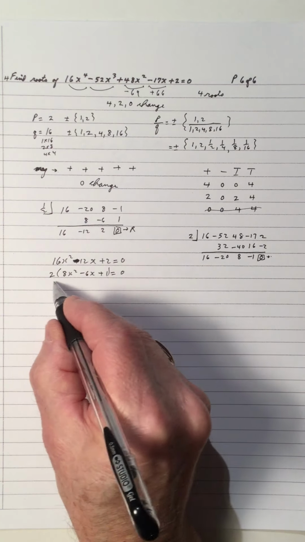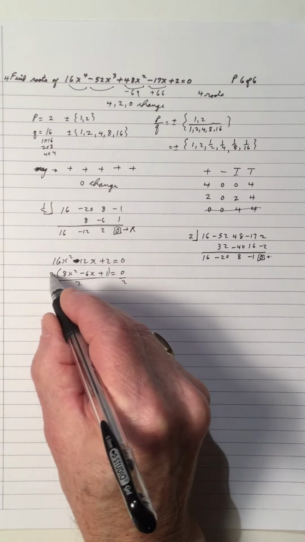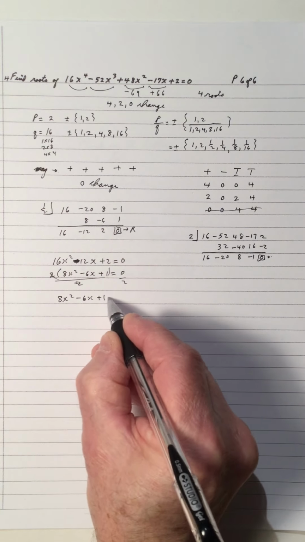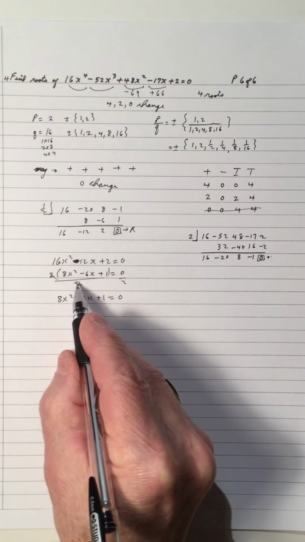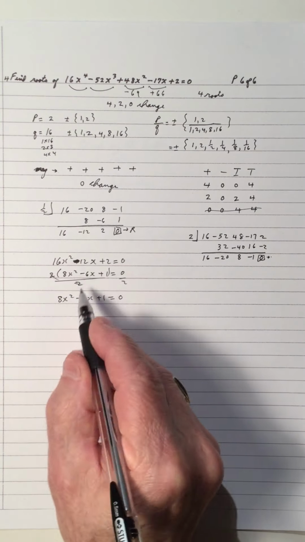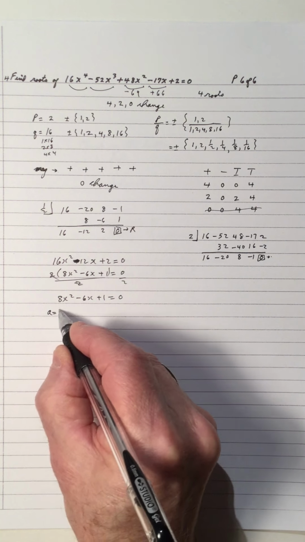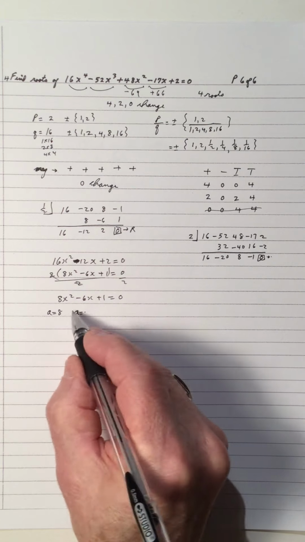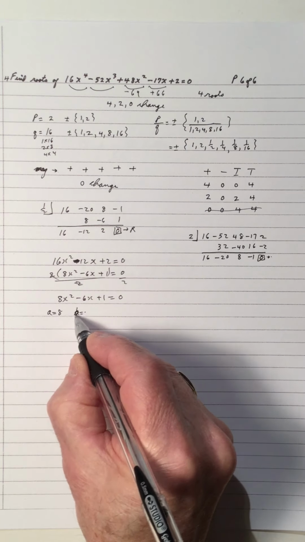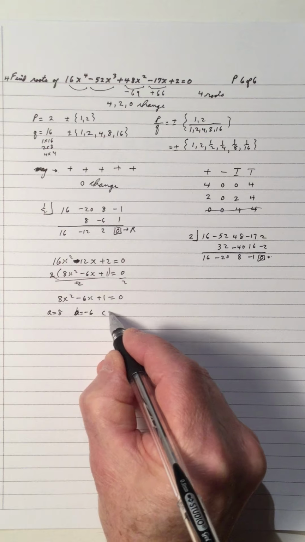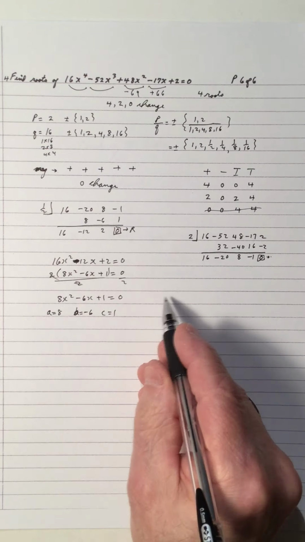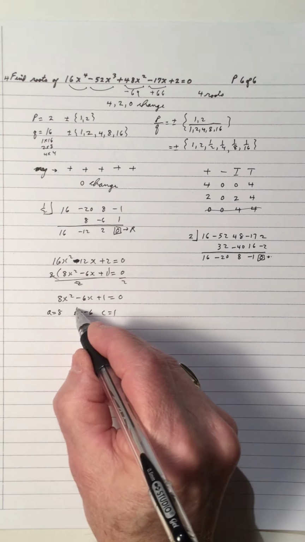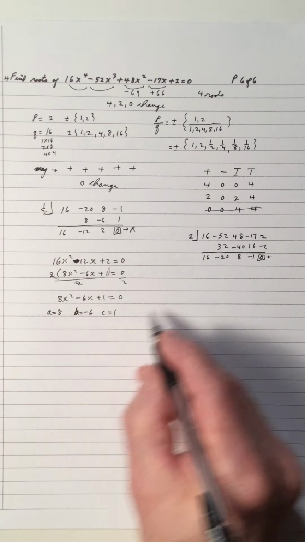So if we take the 2 out, or we divide by 2, then we get 8x squared minus 6x plus 1 equals 0. It's not the 2 we're worried about. The root is in here. So a is 8, b is negative 6, c is 1. So we can try to factor or do the quadratic formula. Let's try to see if we can factor.